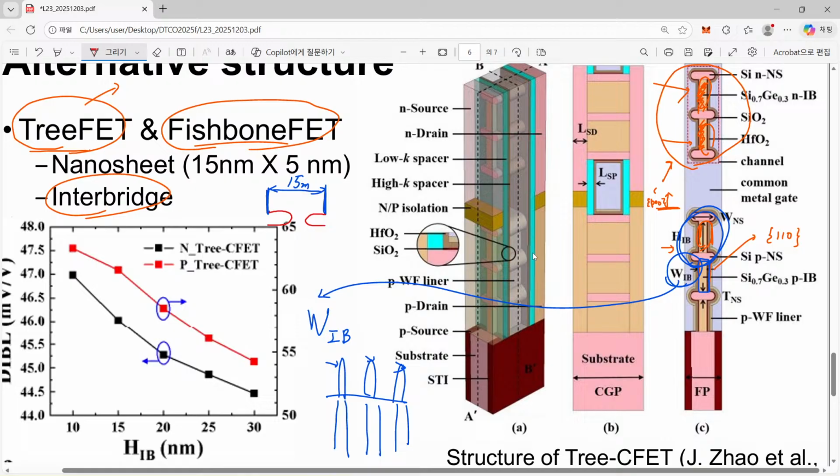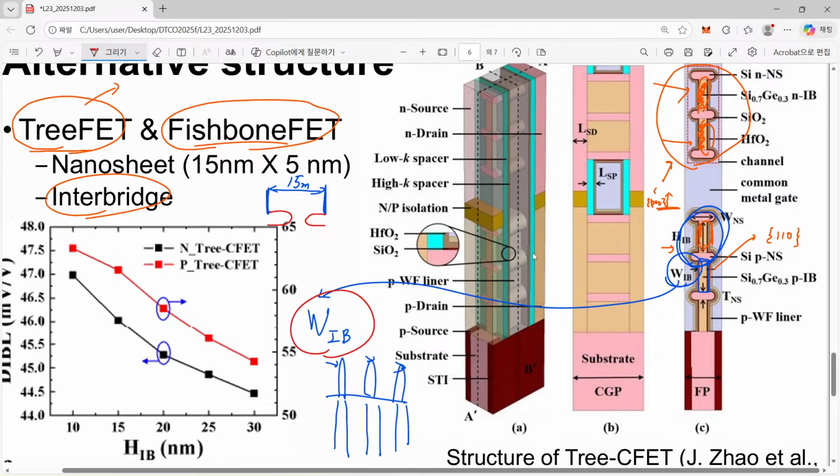And according to this paper, if you make a 2 nanometer difference in your interbridge width, that introduces a really drastic degradation or improvement in the device performance in their simulation. So maybe you now understand this is quite tricky. Control of this interbridge thickness would be the key challenge for this one. There is no lithography, only etching control, which is quite important.